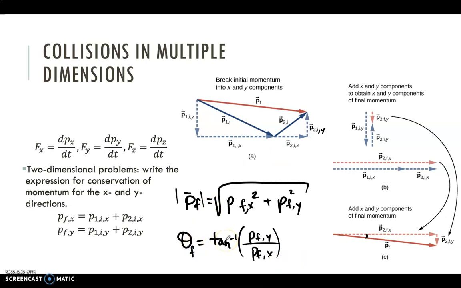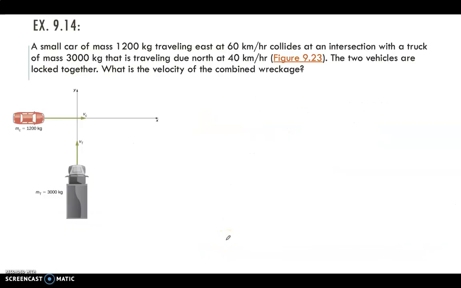So we're going to go ahead and now apply this to a problem. It's example 9.14. It says a small car of mass 1,200 kilograms is traveling east, so we're calling that the positive x direction, at 60 kilometers per hour, and it collides at an intersection with a truck of mass 3,000 kilograms that is traveling due north at 40 kilometers per hour. The two vehicles are locked together when they hit. What is the velocity of the combined wreckage?